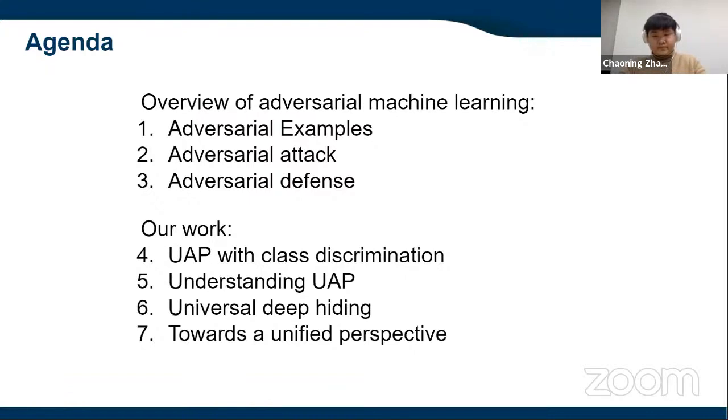Then we will also cover one work where we look at how these universal adversarial perturbations actually work and try to understand them. Then comes the beyond part, where we still cover perturbations, but now from a different perspective. And we will look at universal deep hiding. There we will cover information hiding and such topics. And in the end, we will try to unify this universal deep hiding topic with the universal adversarial perturbation or adversarial attack topic. Okay, then I would say let's get started.